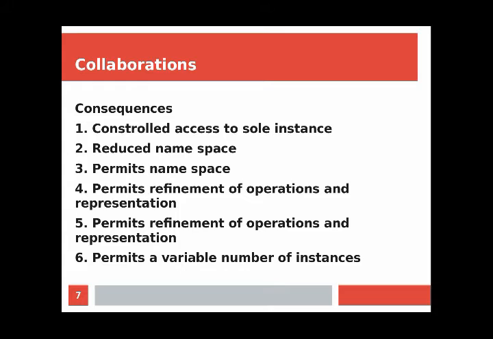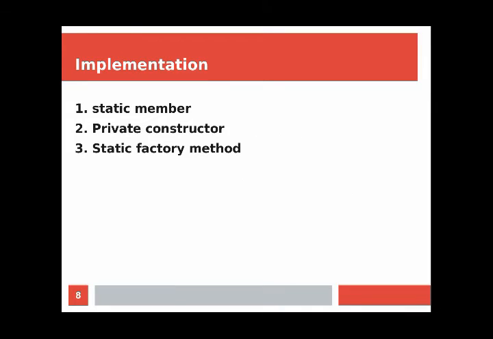And the last point is it saves memory because the object is not created at each request. Only a single instance is reused again and again. Then implementation. Here, to create the singleton class, we need to have a static member of class, private constructor and static factory method, in which we will see one by one.